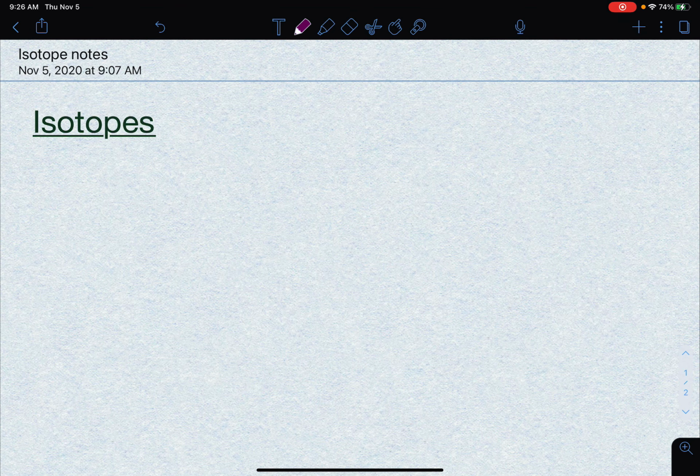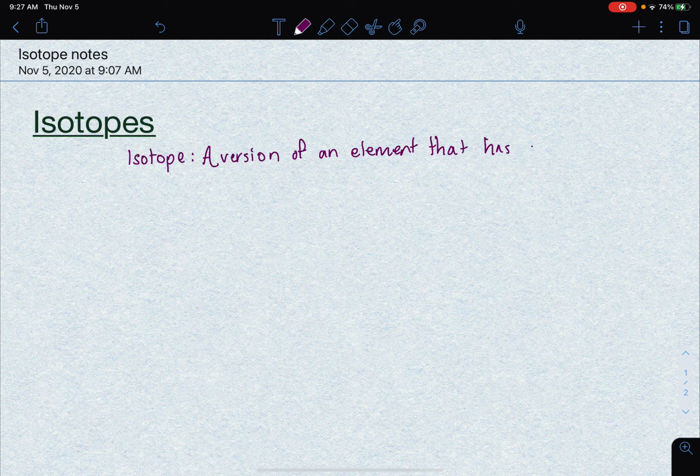Okay, so today we're going to be talking about isotopes, what makes them different from one another, and also what makes them important and some of the things about them. So isotopes, the first thing we should do is define what this is. An isotope is a version of an element that has a different mass.